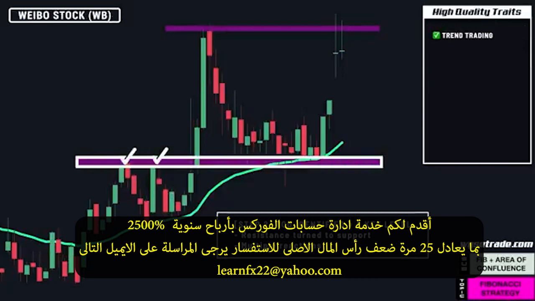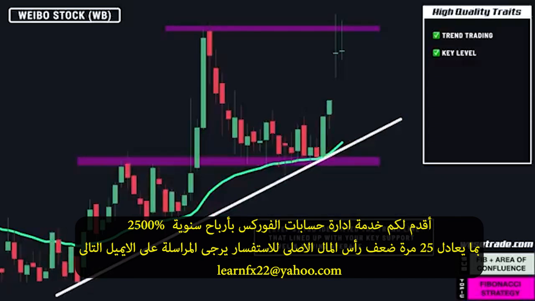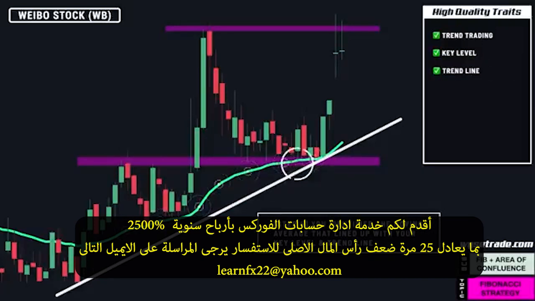You then had your key level of resistance turn to support. Another high quality trade. You then had your trend line that crossed perfectly with the key level, another high quality trade. You then had your moving average that also crossed with the key level and the trend line, another high quality trade.